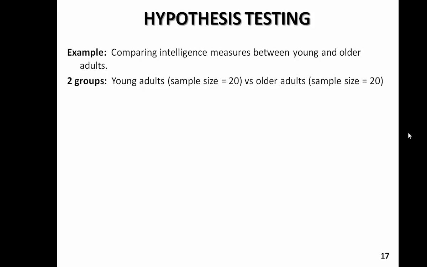Now, if we move on to the statistical or null hypothesis, the null hypothesis is always going to be stated in the exact same way across all research studies. In this example, the null hypothesis is stated as: the average value of the population of young adults will equal the average value of the population of older adults.